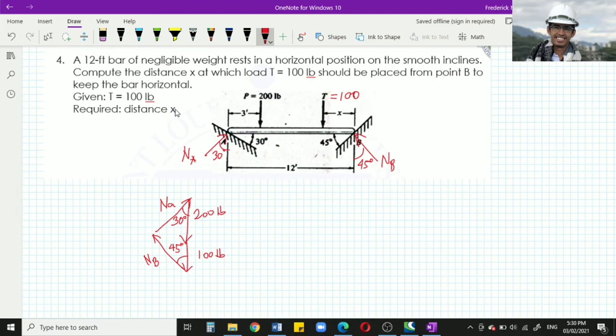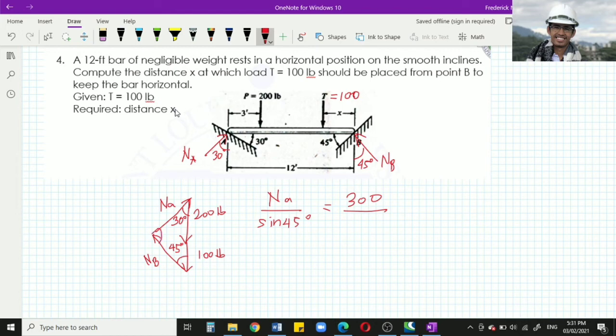Kuha. So, pwede nating makompute using sine law. Okay? Yung value ng NA or yung value ng NB natin. So, kunin natin yung value ng NA natin using sine law. So, sa NA, so NA over, ano yung opposite angle niya? That will be 45 degrees. So, sine 45 degrees is equal to, this is 200 plus 100. So, that will be 300 over, ano yung opposite angle niya?